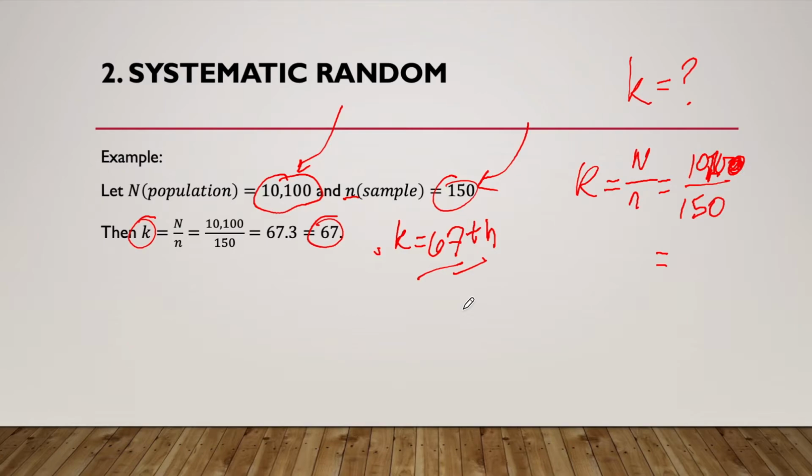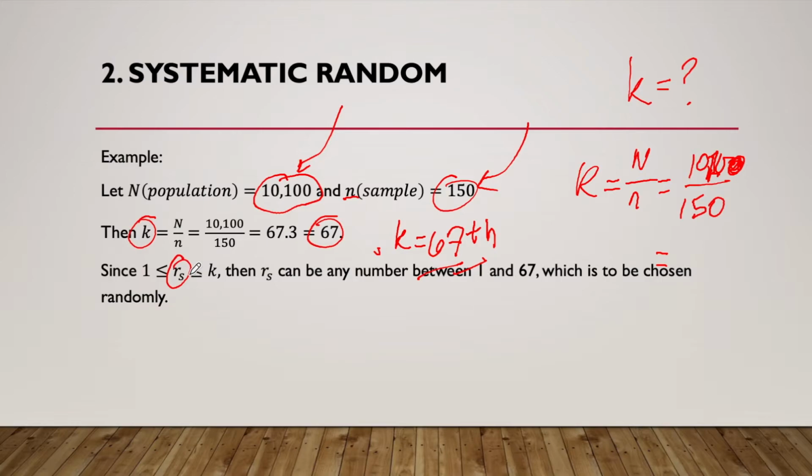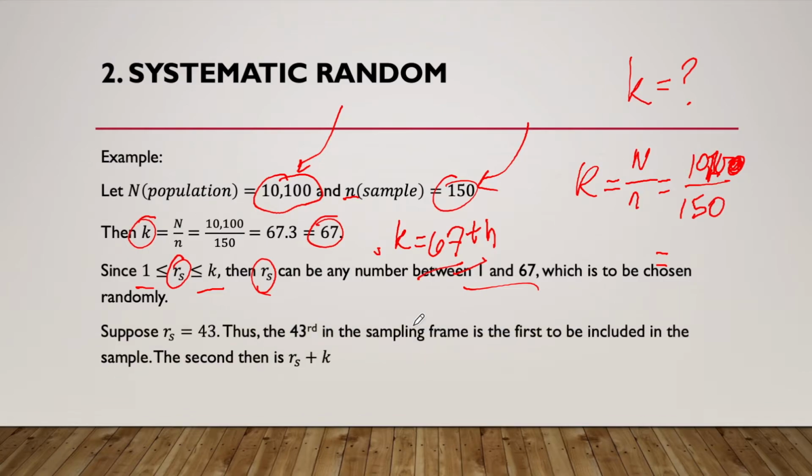Since we now know my k, we need to find the r sub s, the random start, which should be between 1 and k. The random start can be any number from 1 to 67, chosen randomly. For example, we will ask a friend or ask the computer to give me a random number from 1 to 67. The computer answered 43. Thus, the 43rd in the sampling frame, or in your updated list of your target population, is the first to be included in the sample. So if you have a list 1, 2, 3, 4, 5 and so on, the 43rd will be the first one to be selected as part of your sample.